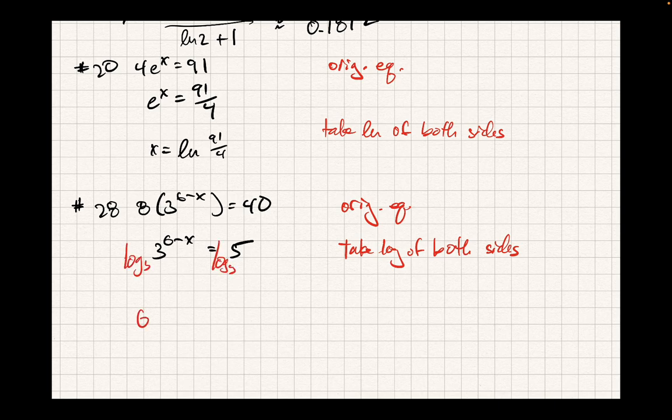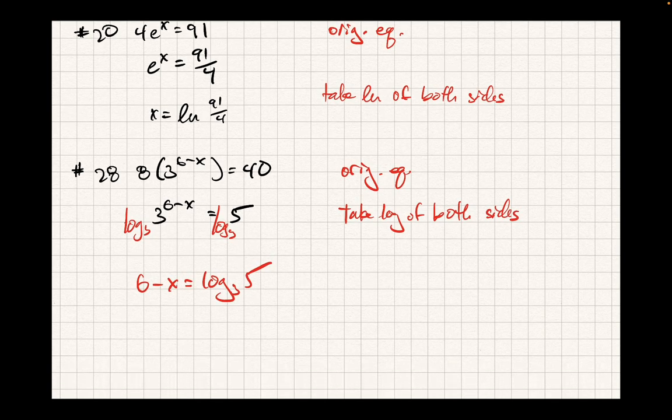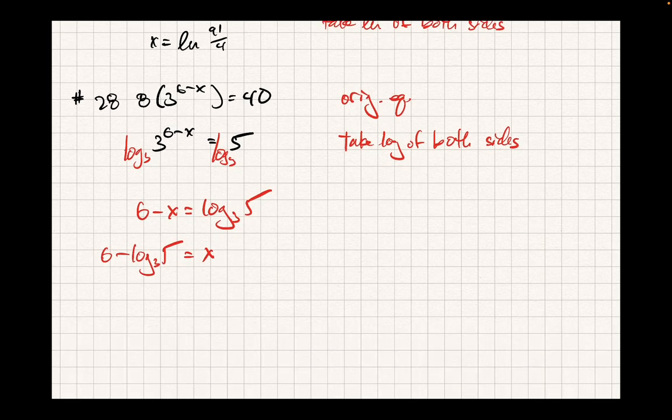Then I'm gonna get 6 minus x equals log base 3 of 5. And then I'm gonna get x equals 6 minus log base 3 of 5. It's simple. How? 6 minus log base 3 of 5 is what I had before. Equals x. That's what I already had. And then plug it in your calculator.